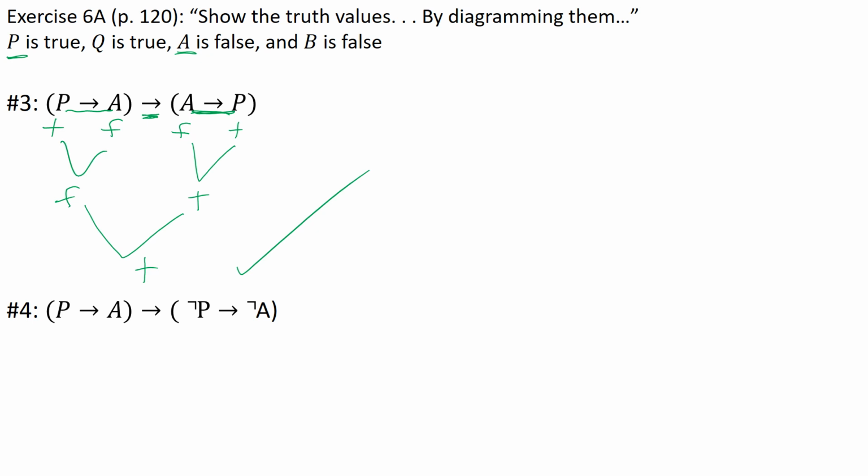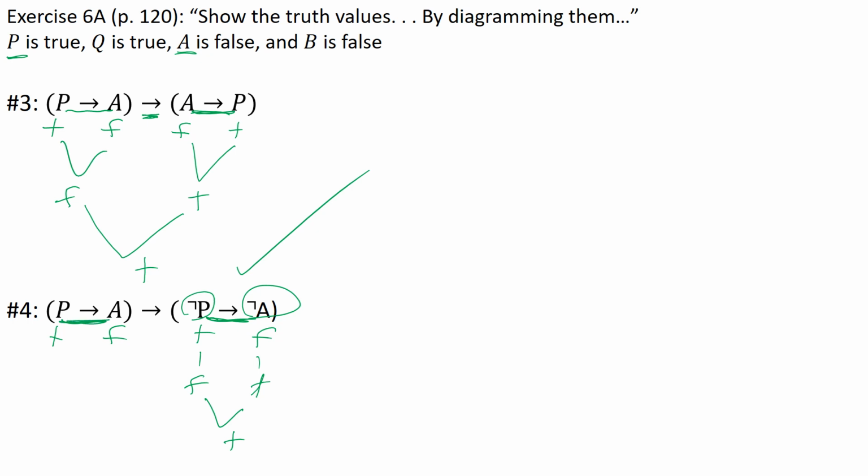And number four, let's see, we know that P is true, A is false, P is true, A is false. Let's first work on this negation. So if true is not the case, then it's false. And we have a negation here. So the falsity turns into something that's true. If we work on this conditional here, we have the antecedent is false, but the consequent is true, so it's a true conditional.